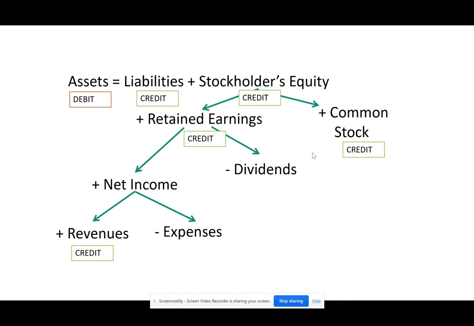However, we have two items on the right side of our equation that make it go down, that decrease stockholders' equity. And so therefore, those are considered debit normal balances. So remember, any account can receive both debits and credits. They all have a left side and a right side. However, this chart shows you if we're increasing the balance of those items, whether we give it a debit or a credit.